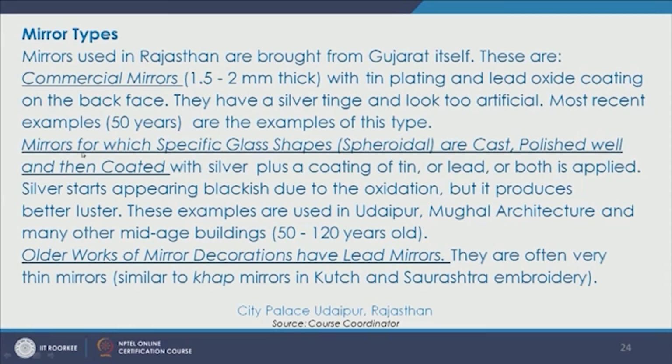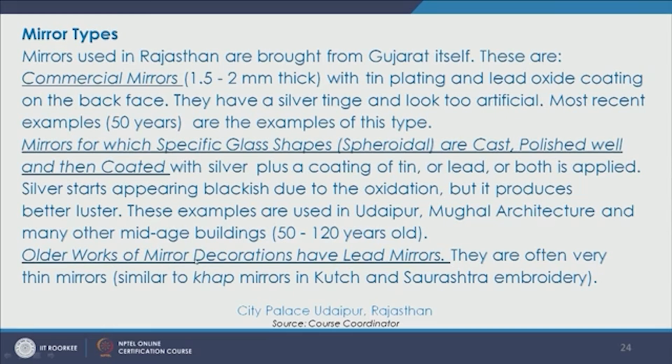Another one is mirrors for which specific glass shapes, majorly spheroidal, are cast, polished well and then coated, and this coating is done with silver plus a coating of tin or lead or both which is applied on it. Silver starts appearing blackish due to oxidation, but it also produces a good luster. So sometimes that is a choice one has to make. These examples are used in Udaipur, Mughal architecture and many other mid-age buildings, say 50 to 120 years old. These kinds of mirrors could be seen in City Palace Udaipur.